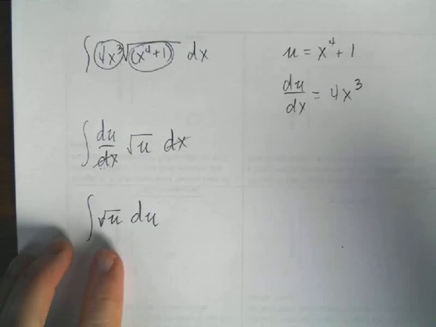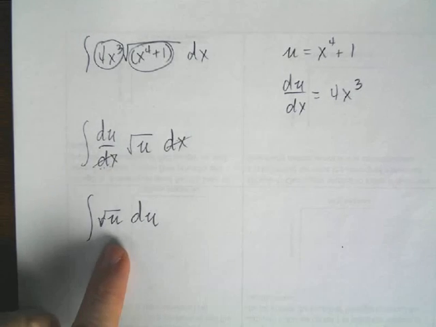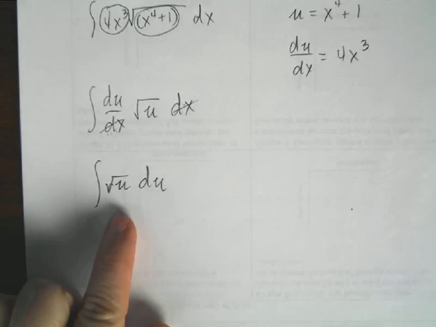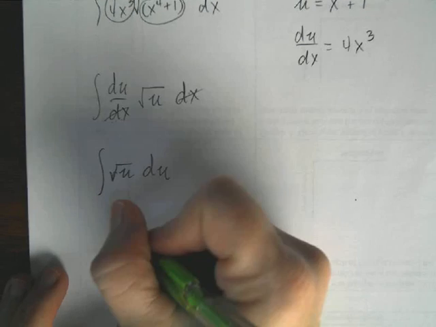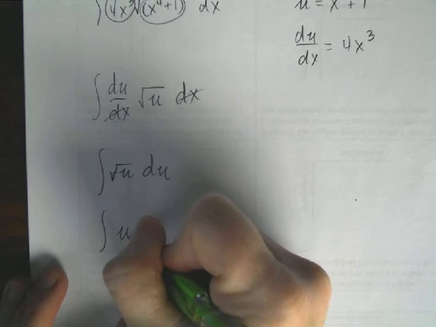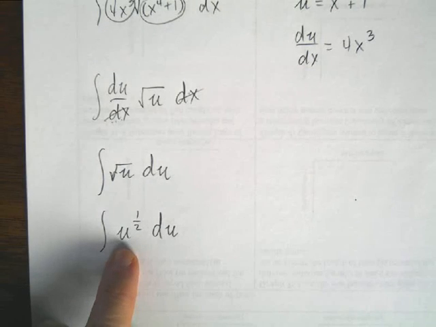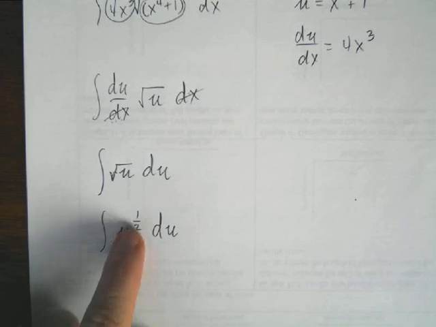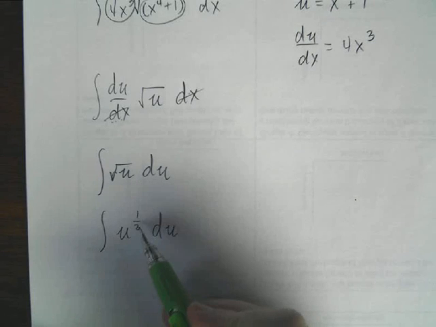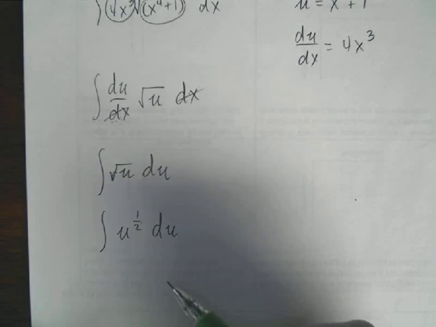All right, if you look at your formula packet, we do not have a formula for the square root function. Instead, what we do is we rewrite it in exponential form. So that would be u to the 1/2. And now we do have a formula for finding the integral of u to the 1/2. Because whenever we have an exponent on a variable, all we have to do is add 1 to that 1/2, and then multiply by the reciprocal of the new exponent.